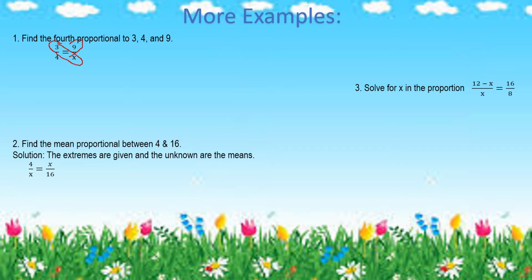By cross product property, so we have 3 times x is 3x, 9 times 4 is 36. Divide both sides by 3. Therefore, x is equal to 36 divided by 3 is 12. So, the fourth proportional is 12.